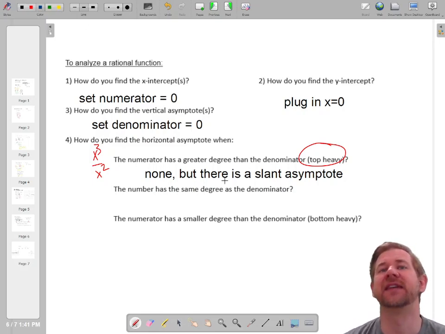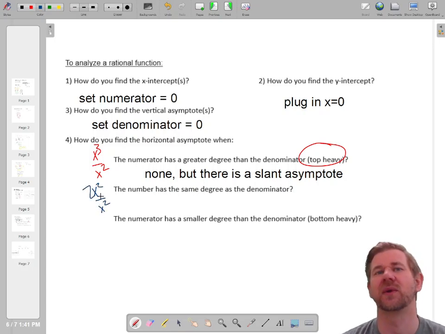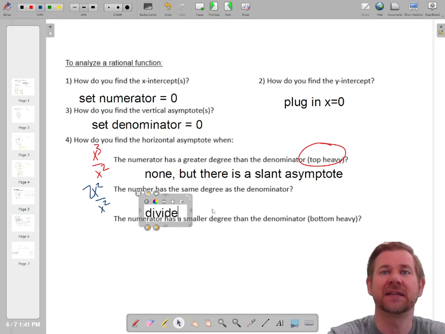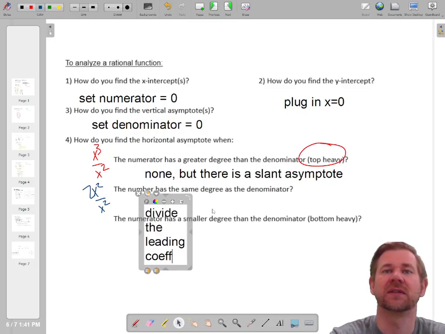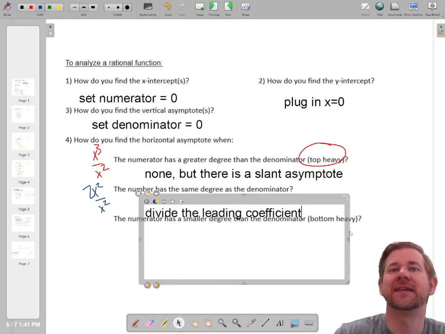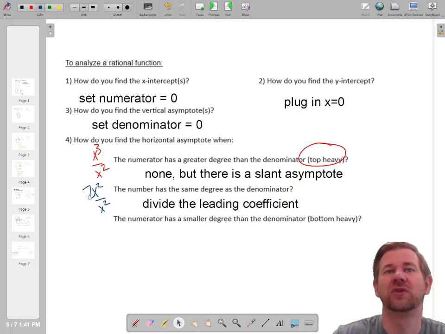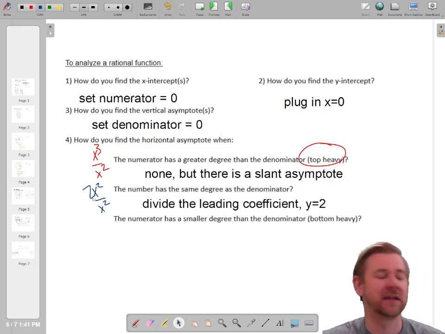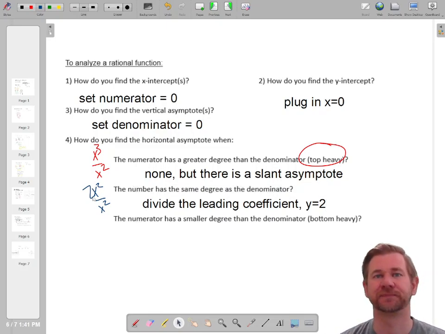What if they're the same? So if it were like x squared over x squared, I'm going to make it like 2x squared. If they have the same degree, then you divide the leading coefficients. So in this example that I have right here, 2 divided by 1 would be 2. So in this example, I would say y equals 2, because you divide the leading coefficients. 2 divided by 1 is 2.